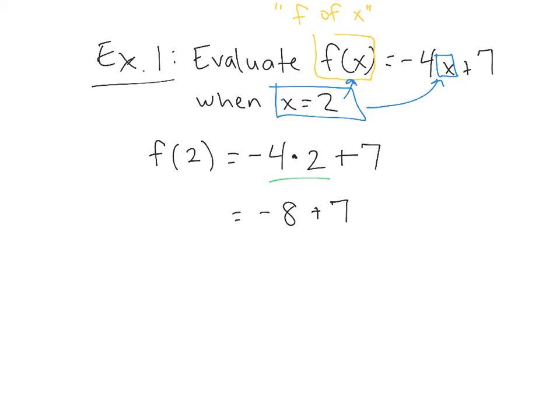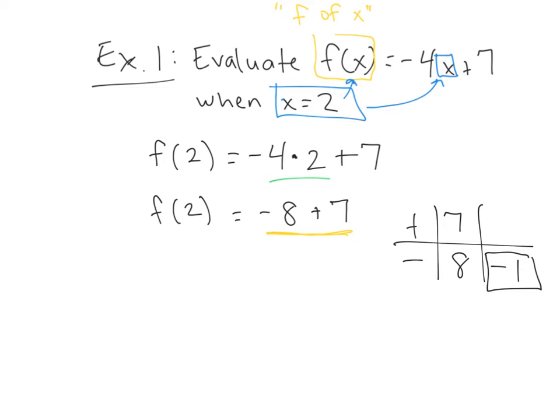And then once I multiply, I can add and subtract. So to finish off my problem, I'm going to have to do negative 8 plus 7. So go ahead and work that out. Sorry, I said negative 8 plus 2, I should say negative 8 plus 7. This problem right here is going to give us our answer. So negative 8 plus 7, what would that make?